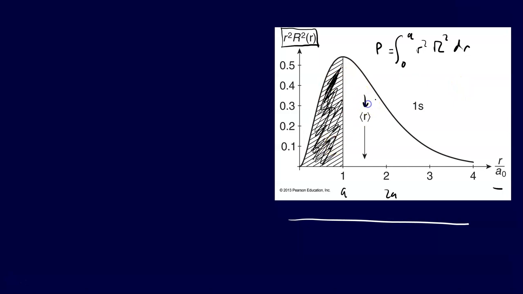Here is the actual expectation value of r, which is oftentimes written that way, which comes out to 3/2 times the Bohr radius. These are the kind of things that we'll be calculating this weekend in homework.